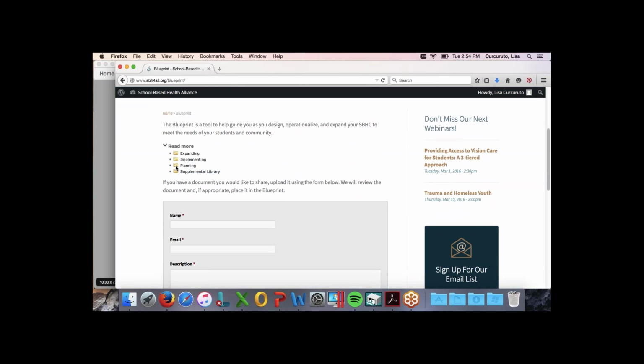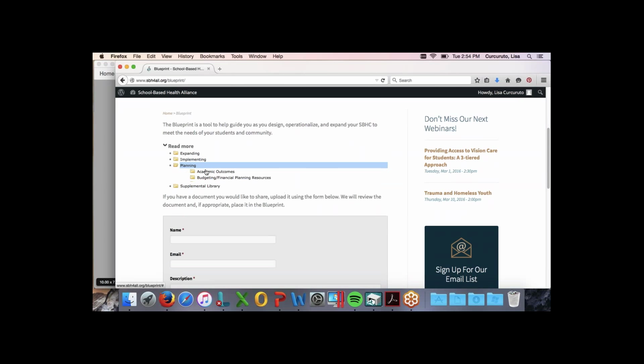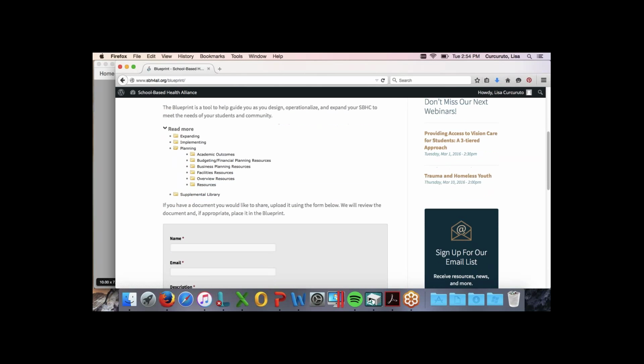Great. So just in case anyone's behind, I'm on the School-Based Health Alliance website. If you are a member of the website, you have access to the blueprint, and within the blueprint, you have access to these tools around school-based health centers. You've got expanding, implementing, planning, and a supplemental library. So I'm going to click on planning. This is where all of the school-based vision center documents are.